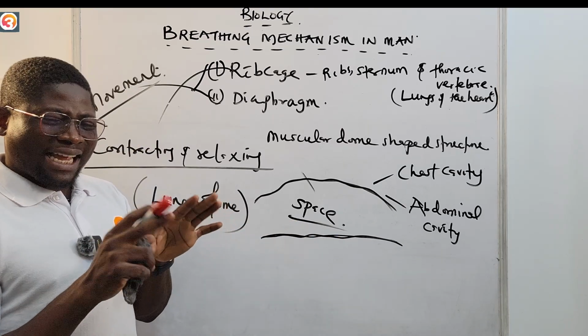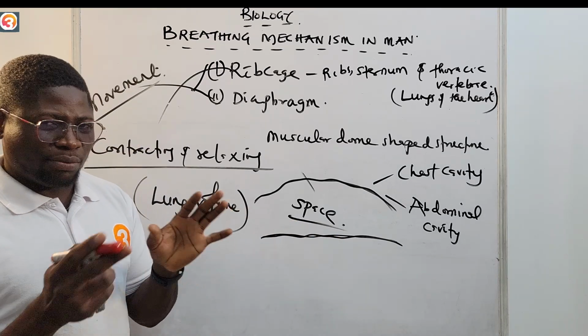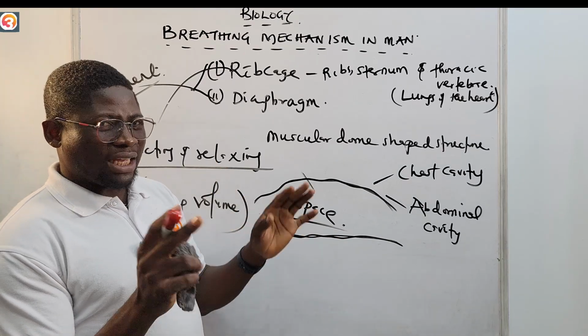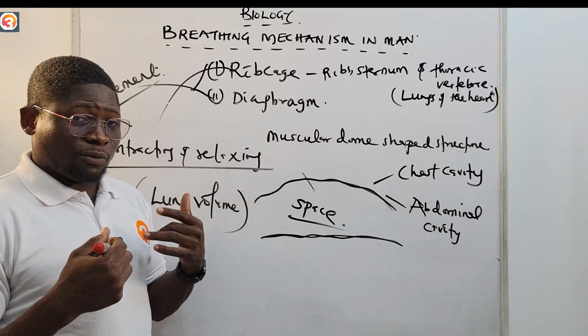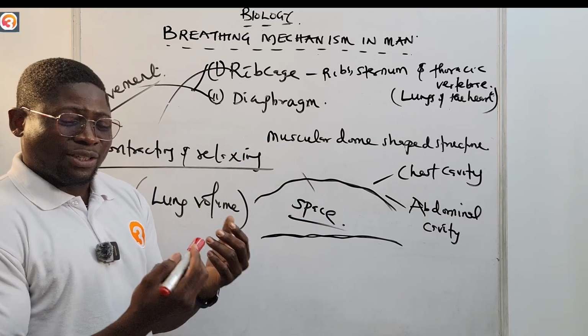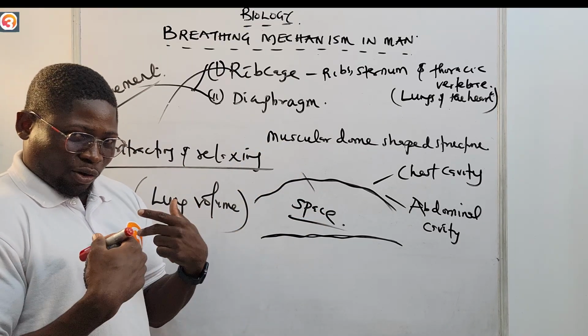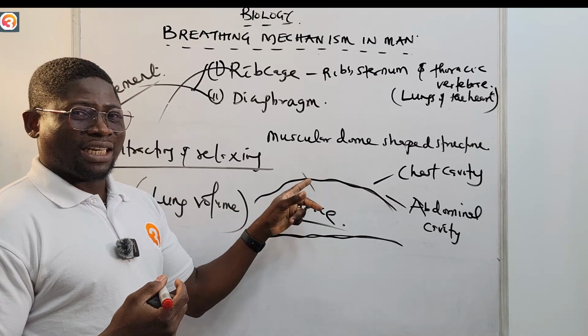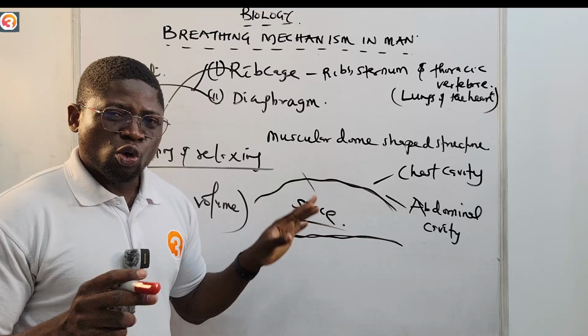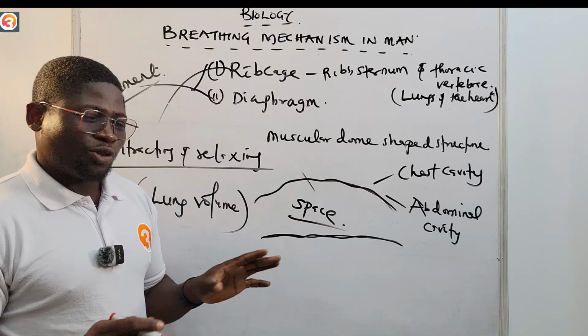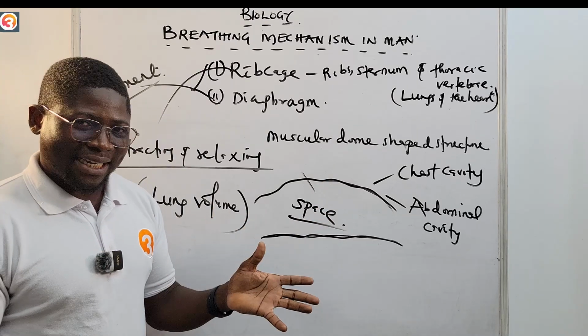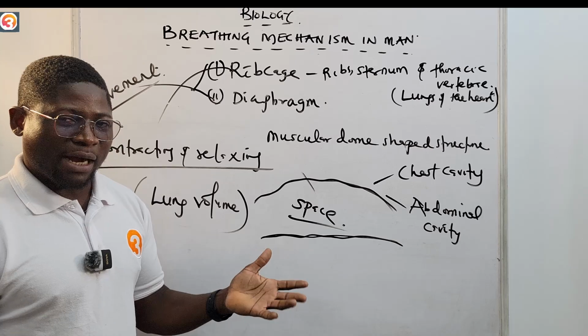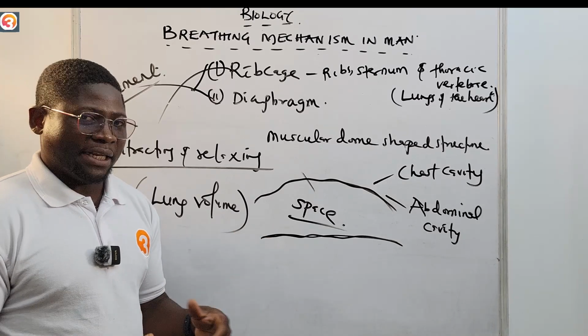But during exhalation, which is expiration, the direct opposite happens. Your chest goes back; it goes inward, not outwards again. And then your diaphragm returns to its original position. So that is how we are able to breathe in and to breathe out. That's the breathing mechanism in man.